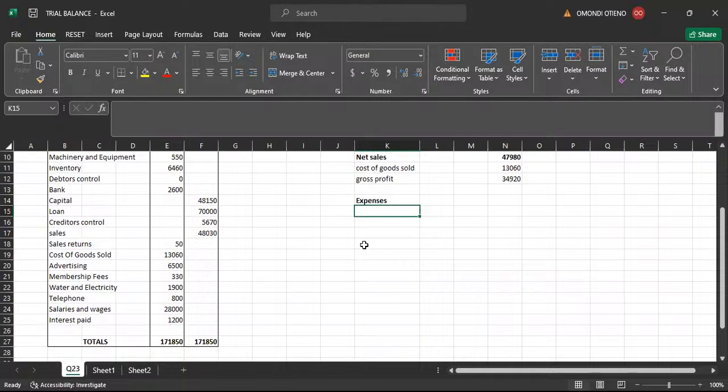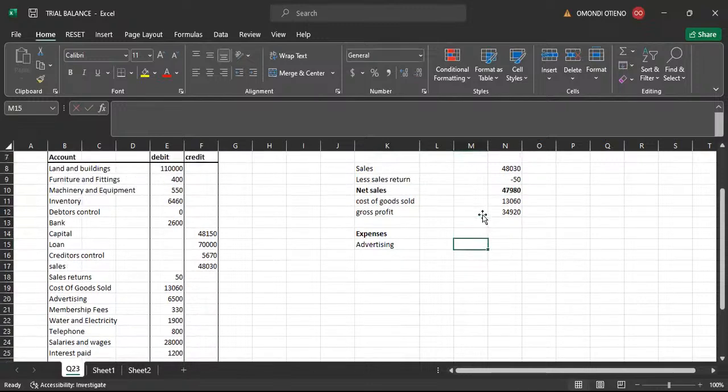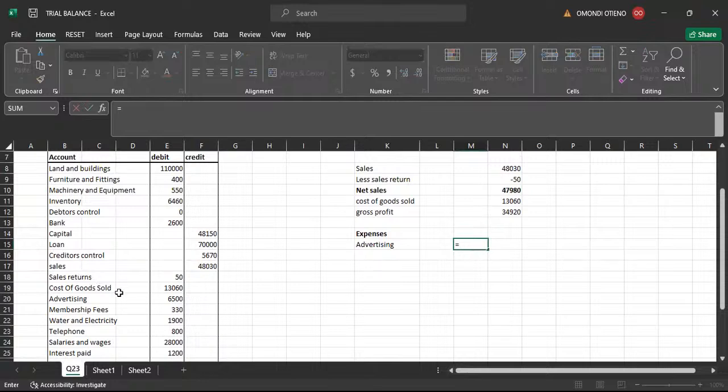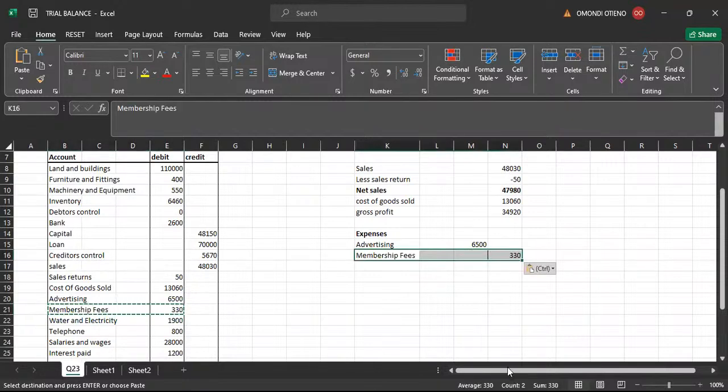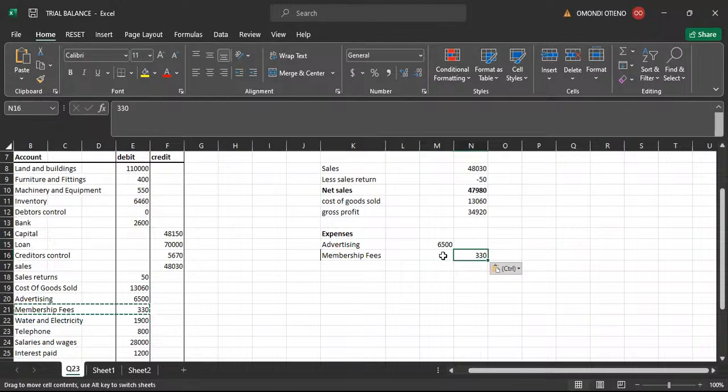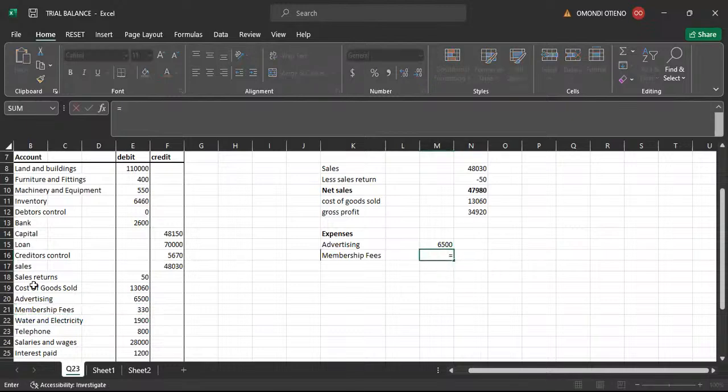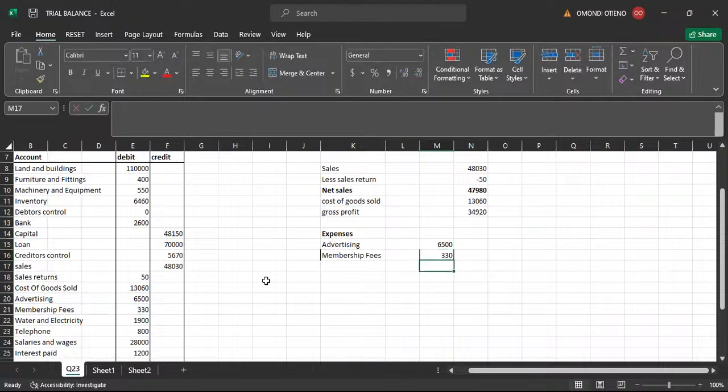First expense for this particular question, we have advertising. We can have it at this particular point. Advertising is equivalent to this value. So as you mention, you write it down. We have membership fees. I can just bring mine here, but what I want us to do is to refer to those figures. So just say we have membership fees, I pick it from this point. After membership fees, I'm able to see water and electricity.